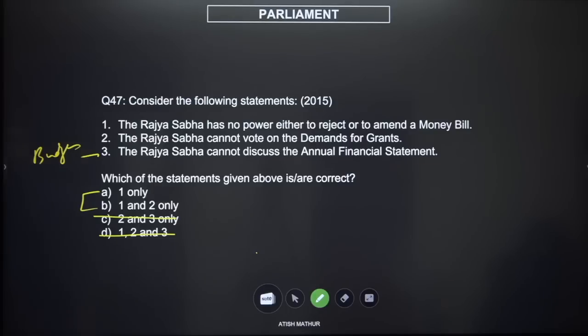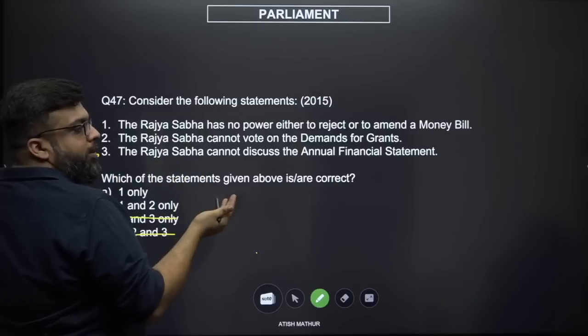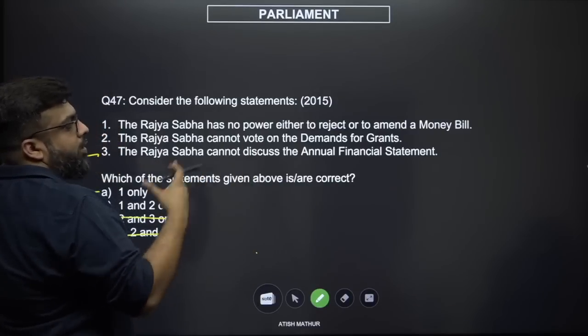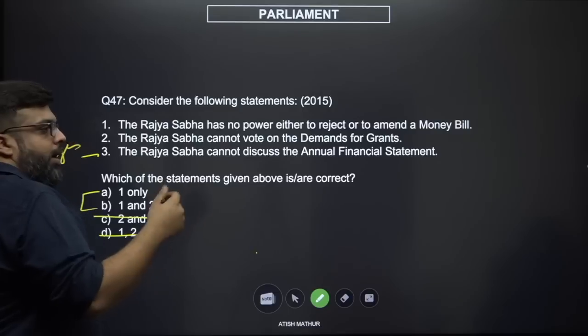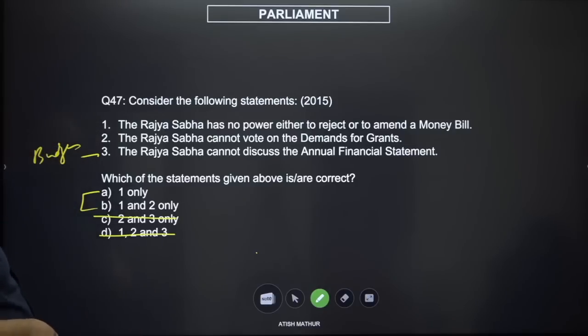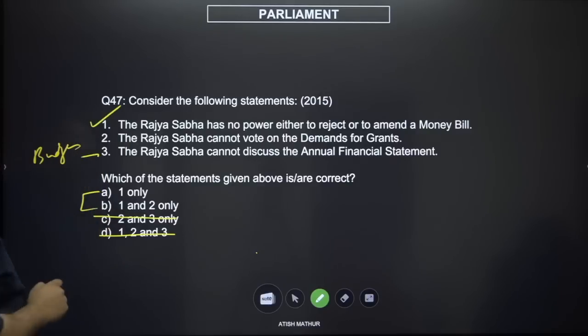Okay. Now, the Rajya Sabha cannot vote on the demand for grants because, in the first case, even if they amend, it has to be then approved by the Lok Sabha. So they don't have any finality powers of amendment as such. They cannot reject it. They have to give suggestions, but they cannot reject it, right? So the first statement is correct. The Rajya Sabha cannot vote on the demand for grants.